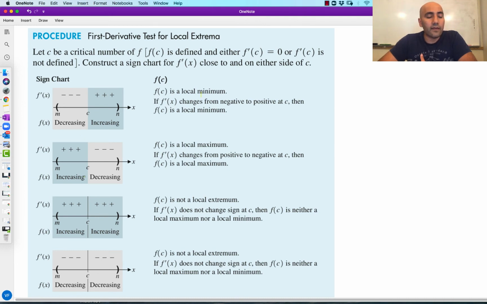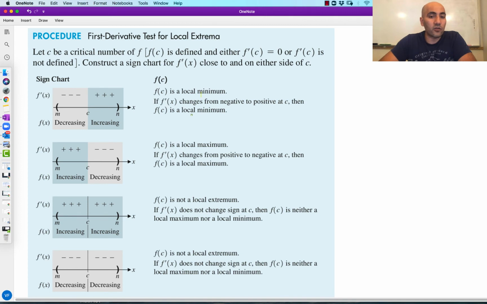Then we can conclude that the underlying function is increasing on this interval because the first derivative is positive. We can conclude that the underlying function f of x is decreasing on this interval because the derivative is negative on that interval. And because f of c is defined, we see that we have a local maximum at c, right? So that's because we saw a change in the sign of the first derivative. It went from positive to negative, right?